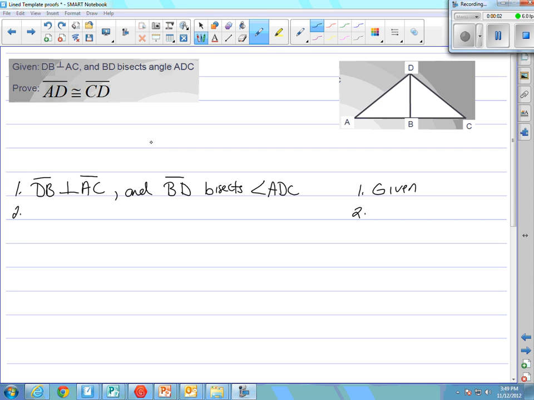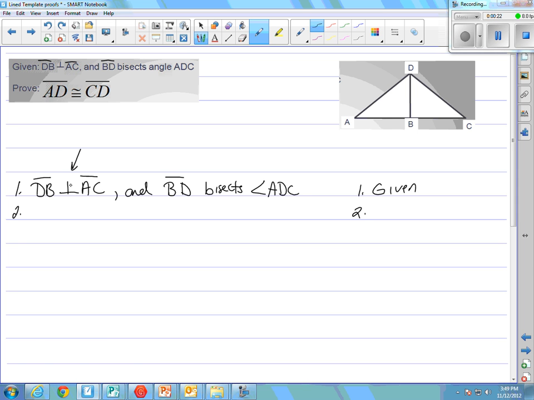In this video, we're asked to prove AD is congruent to CD, those segments. Given the information that segment DB is perpendicular to segment AC and that segment BD bisects angle ADC. Given out already. I'm going to go through the vocabulary.